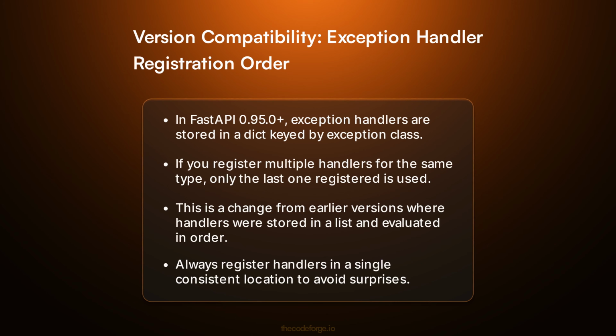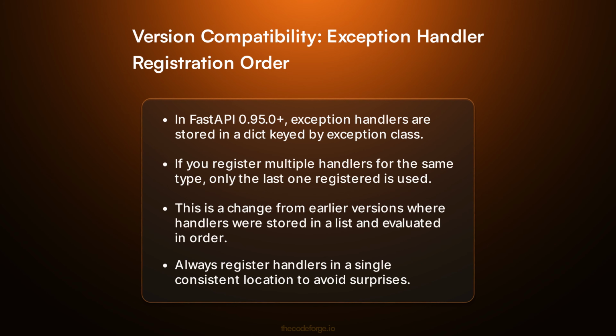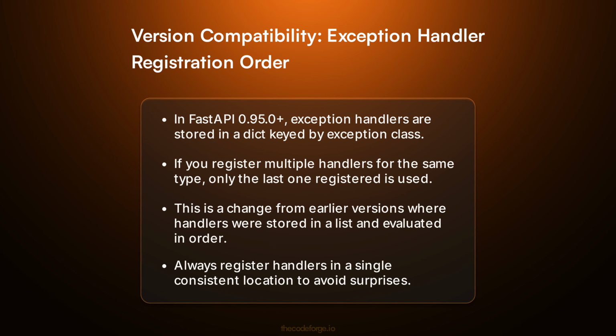In FastAPI 0.95.0+, exception handlers are stored in a dict keyed by exception class. If you register multiple handlers for the same type, only the last one registered is used. This is a change from earlier versions where handlers were stored in a list and evaluated in order. Always register handlers in a single consistent location to avoid surprises.